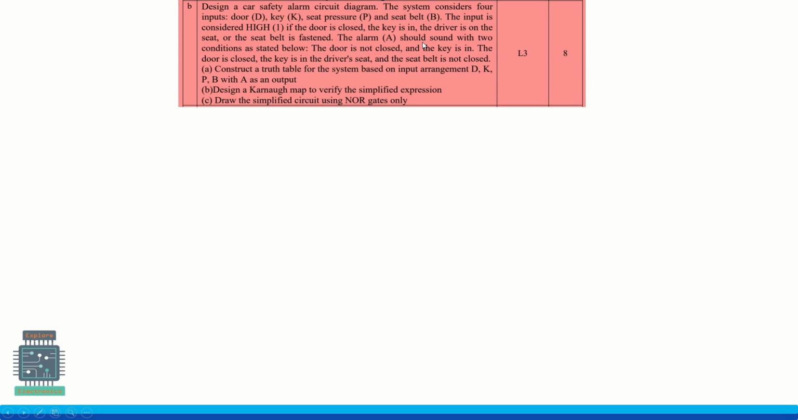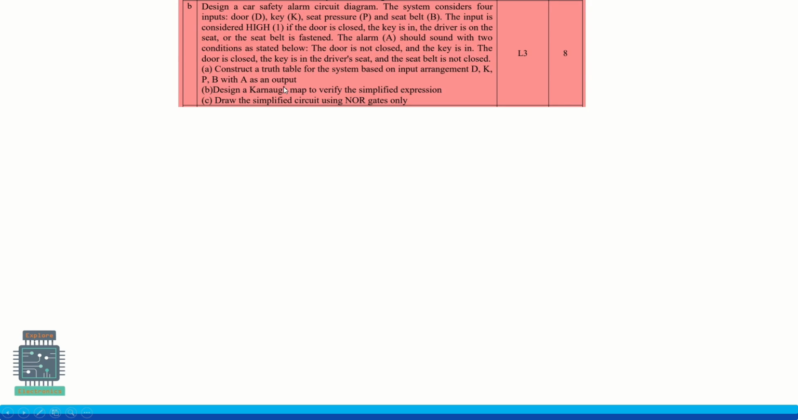And the alarm A should sound under two conditions stated below. It means A is the output here. The door is not closed and the key is in. If this is the condition, the output will be 1. Door is not closed means D is equal to 0. Key is in means K is equal to 1. When D is 0 and K is 1, the output will be 1. That is the first case.